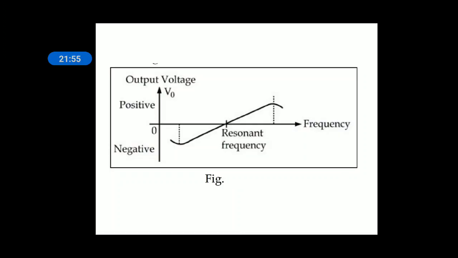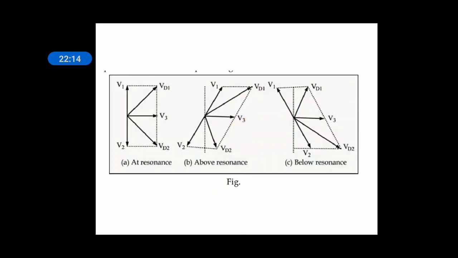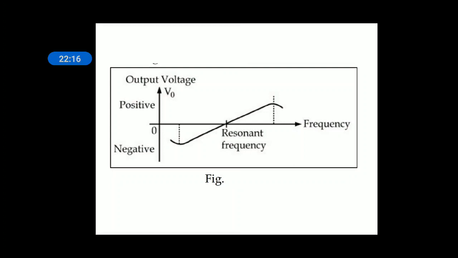And this is the output characteristic, drawn with output voltage on the y-axis and frequency on the x-axis. When the input frequency is exactly at the center frequency, the output voltage becomes 0, whereas when the input frequency is higher than the center frequency, the output voltage is positive, like this. Whereas when the frequency applied to the transformer is less than the center frequency or resonant frequency, the output voltage goes negative, like this.